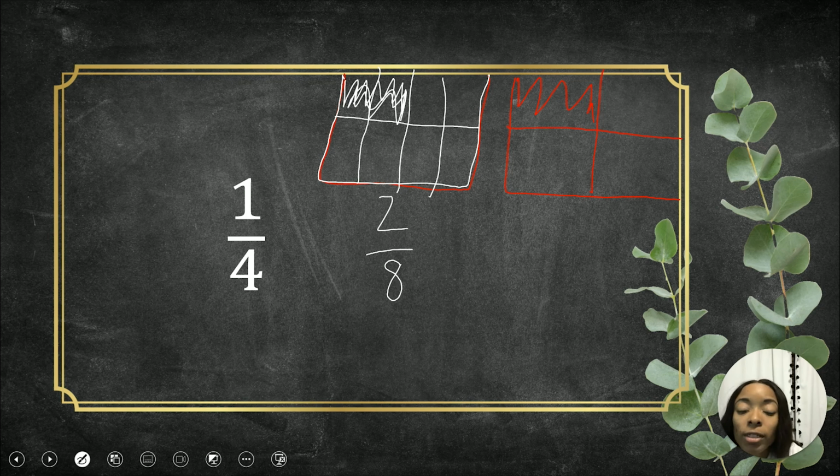Now, if I want to prove this mathematically, I'm going to make sure I multiply my denominator and my numerator by the same number. 4 times blank is 8. 4 times 2 is 8. 1 times blank is 2. 1 times 2 is 2. Okay?